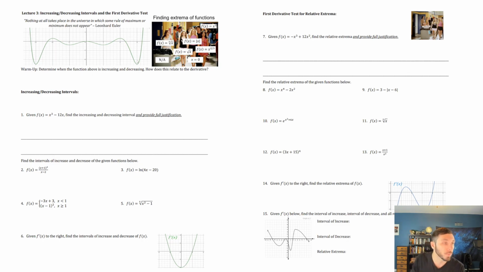We're going to start with a warm-up, define what it means for an interval to be increasing or decreasing, look through some examples, and provide full justification for the AP gods that need it. Then we're going to do this test called the first derivative test for extrema. It helps you find mins and maxes. We'll define it, go through some examples, and then cover the oddball cases.